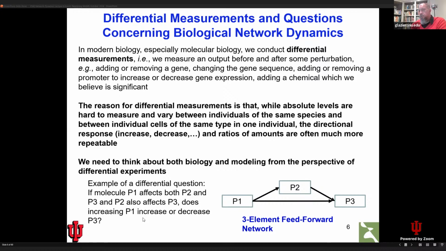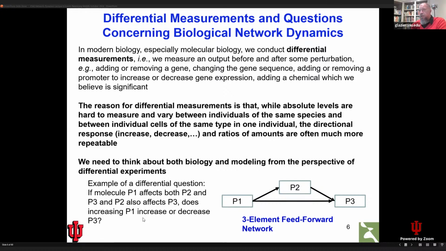The direct signal, increasing P1, wants to increase P3. The indirect signal, P1, decreases P2, and that decreases the promoting signal from P2 to P3. So increasing P1 increases P3 directly and decreases P3 indirectly. And the net effect is going to depend on the strength of those signals. We can't determine whether the net effect is positive or negative by looking at the network by itself.